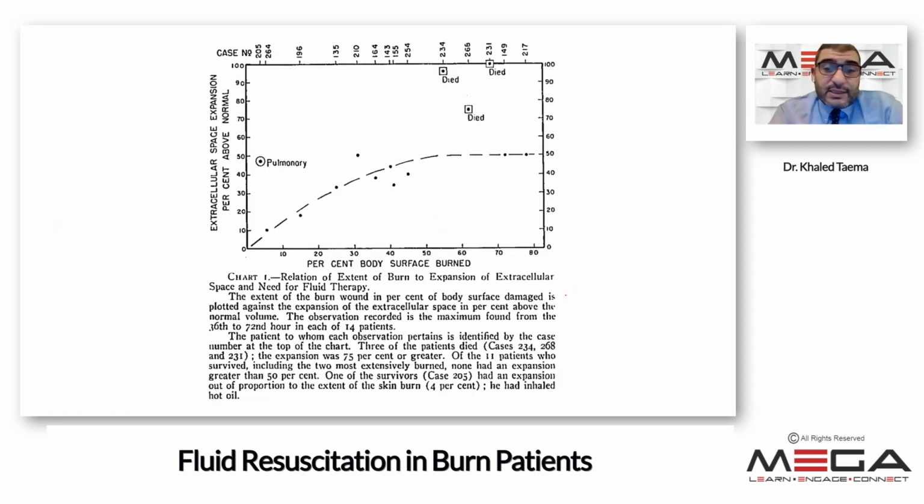In the same study, when plotting the percent burn against the extracellular space expansion percent above normal, it was seen that when the extracellular fluid replenishment was high, more than 70% above normal, all patients died. And when it was about 50%, the patients survived, even though some of them had a high mortality risk with a burn of 70 to 80%.